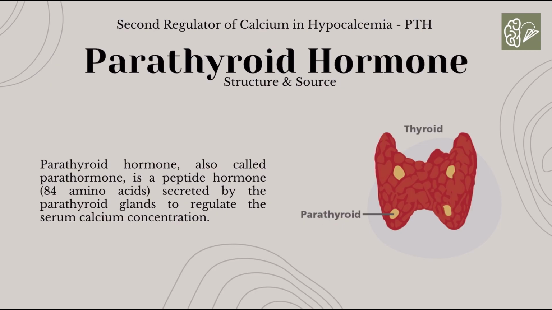So that is the first regulator which we spoke about, vitamin D and its role in increasing the calcium level during hypocalcemia. The other hormone that would increase calcium level during hypocalcemia is the parathyroid hormone. It works very similar to how vitamin D works, but with a few exceptions. The parathyroid hormone, or parathormone, is released by the parathyroid glands, and it's a peptide hormone made up of 84 amino acids.